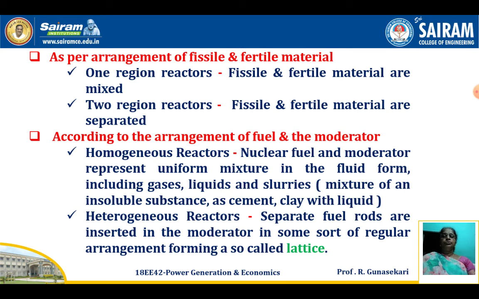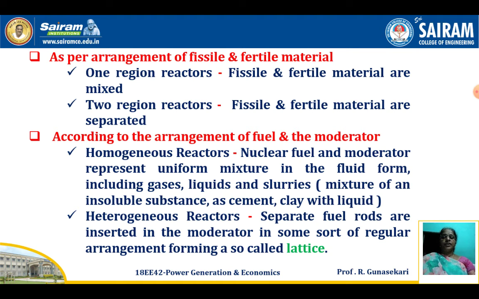The second one is two region reactors. In two region reactors, fissile and fertile materials are separated. That means one region is fissile material, another region is fertile material. Both materials are separated only. So this type of nuclear reactor is a two region reactor.